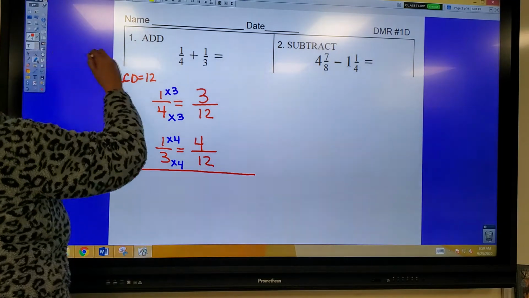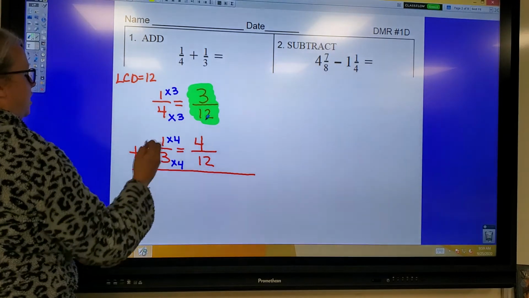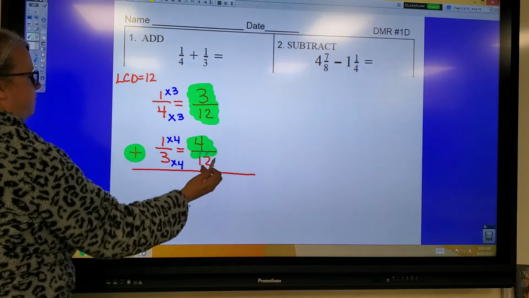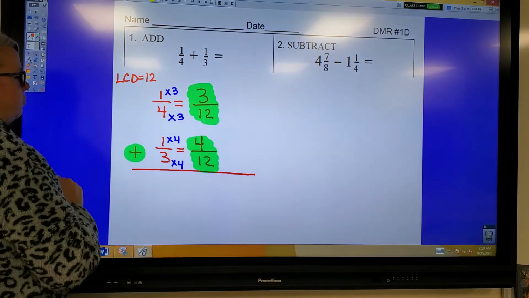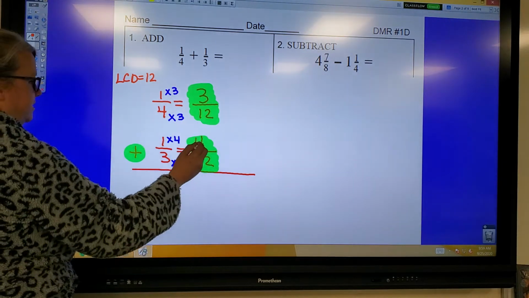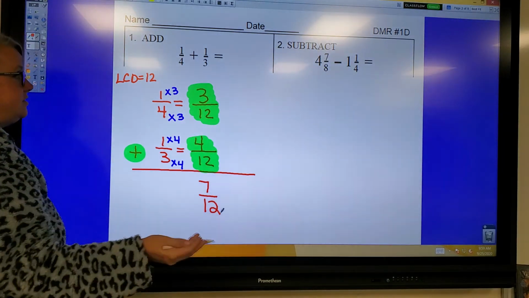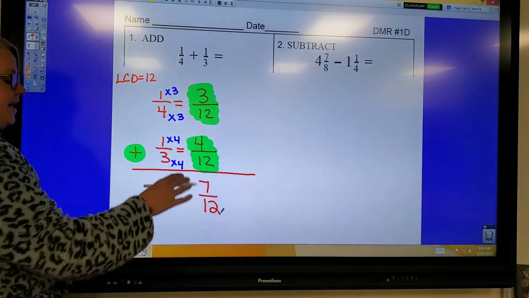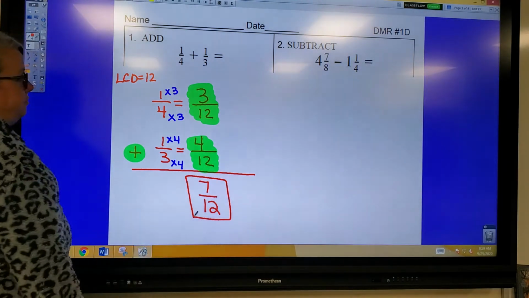And now I have two fractions with the same denominator, 3/12 plus 4/12. When you are adding fractions, you are only adding the numerators. So I'm adding 3 plus 4 to get 7/12. I also want to always think, can I simplify? And I cannot simplify this one. So this is going to be my final answer.